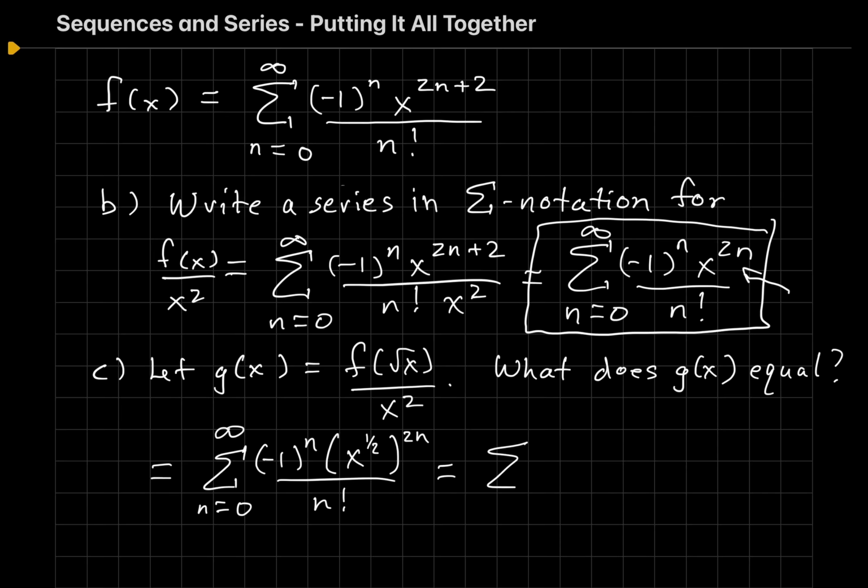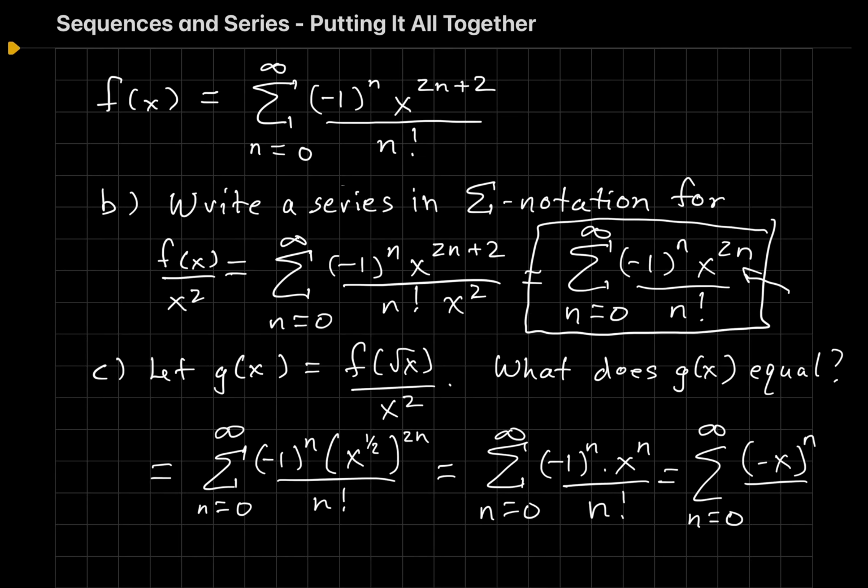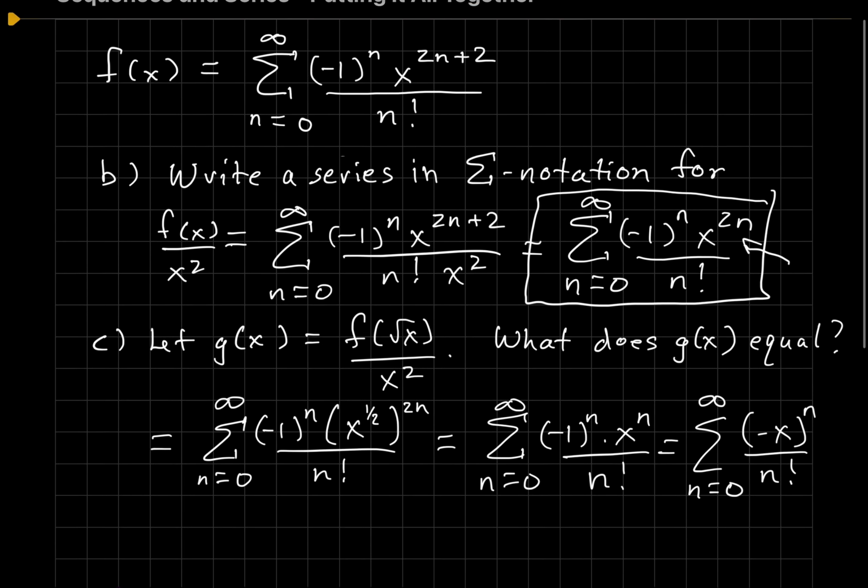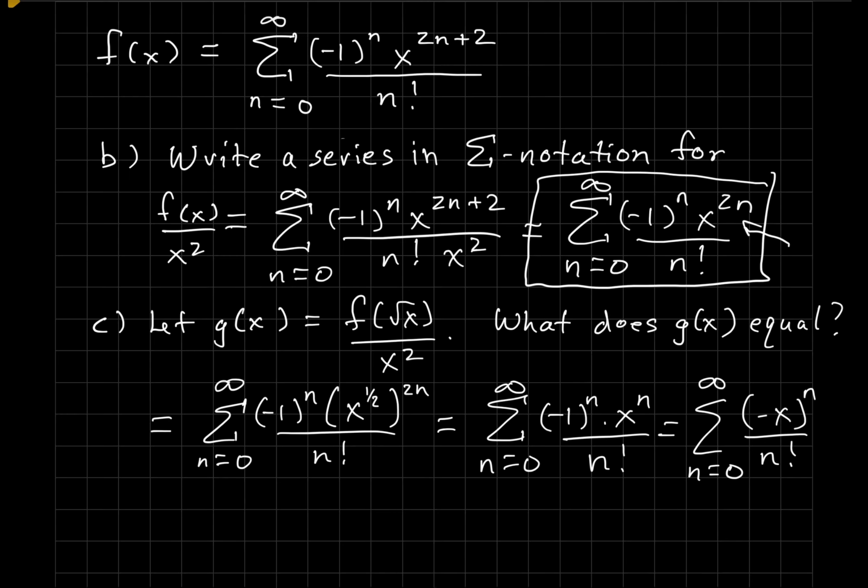which equals the sum from 0 to infinity of negative 1 to the n times x to the n over n factorial. Or, if I wrote it a different way, the sum from 0 to infinity of negative x quantity to the n over n factorial. Do you recognize this series now? I hope you recognize this as e to the negative x.